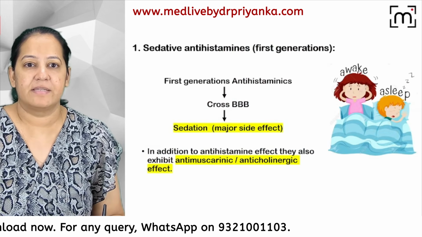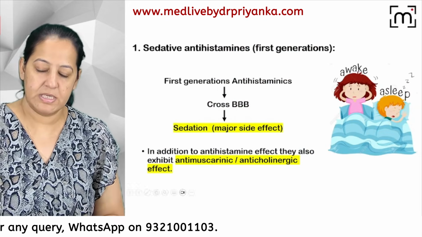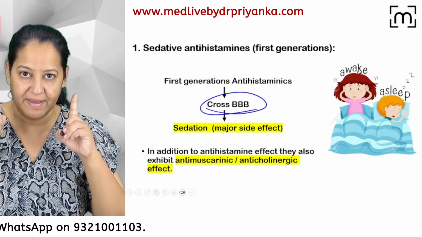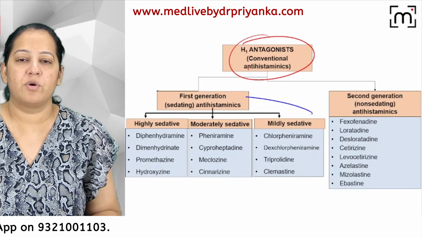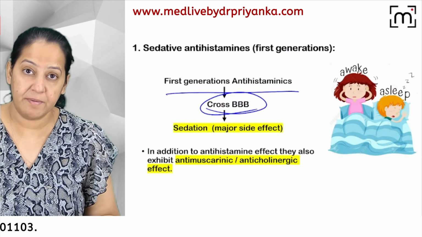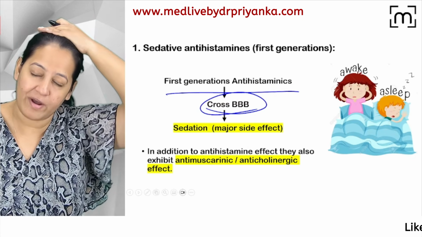Listen, please understand. First generation: one, they can cross the BBB. You know, we have the blood-brain barrier. The first generation drugs can all cross the BBB. Once they cross the BBB, they go into the brain and block H1 receptors.